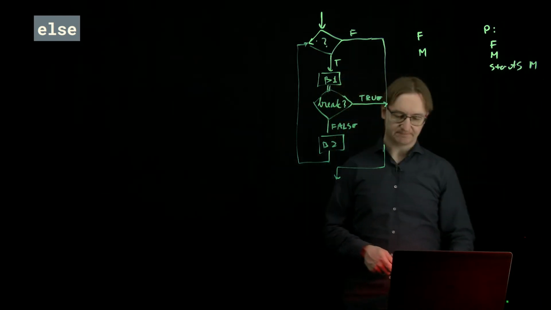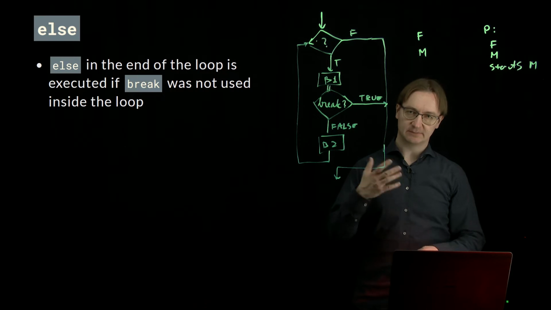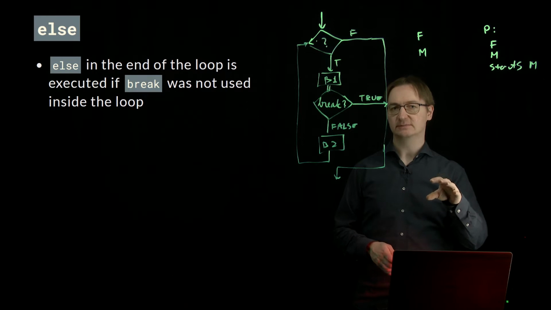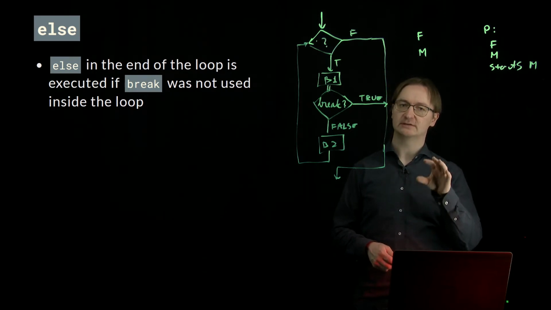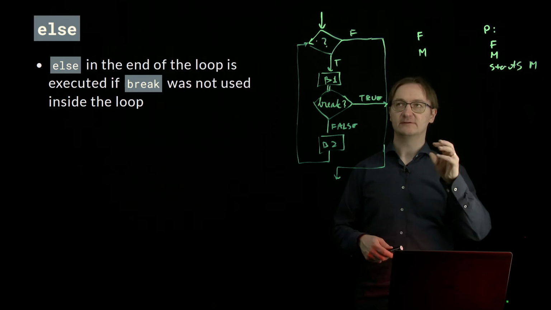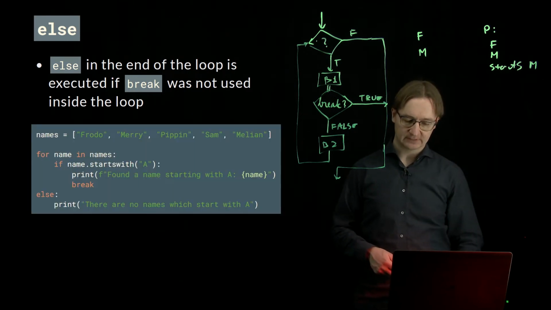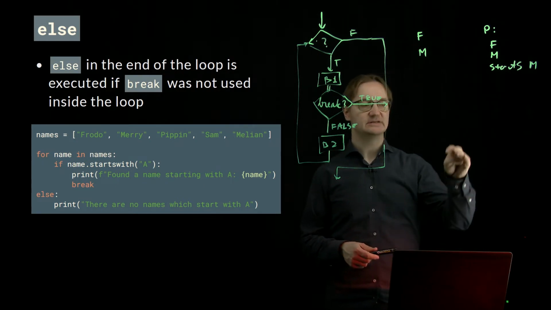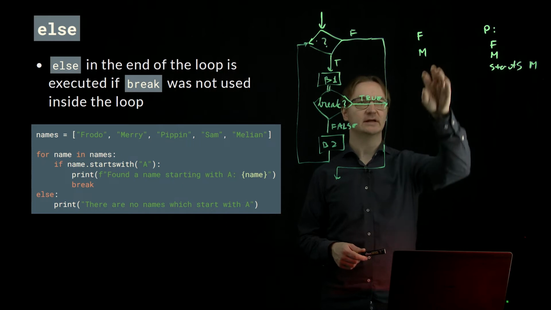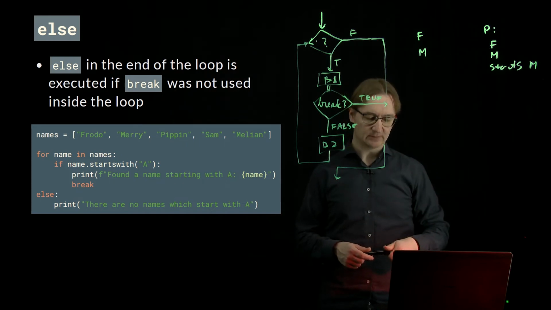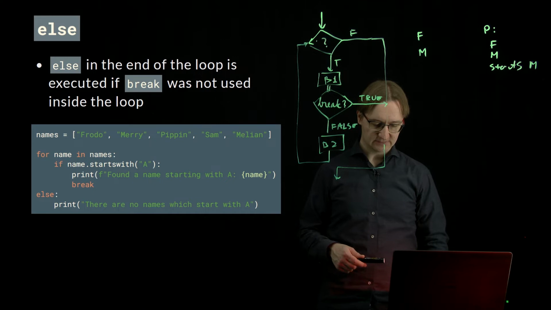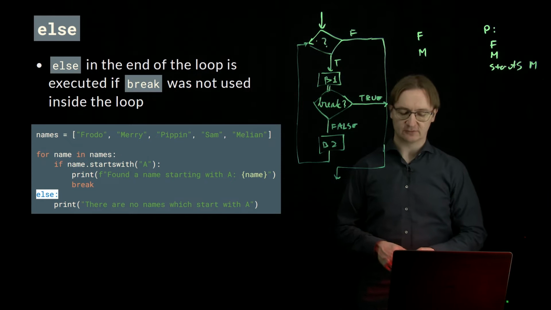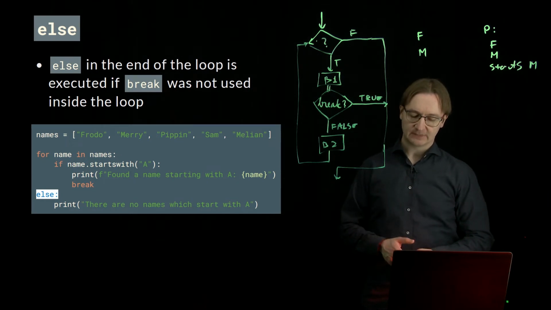Let's see else. Else can be used along with the loop, and this part is executed if the loop body doesn't have break inside, or if the break was not executed. So here is an example. We used basically the same code as previously. We take the names and we use the else part here. So this is written after the loop. It can be also for a while loop, it doesn't matter.